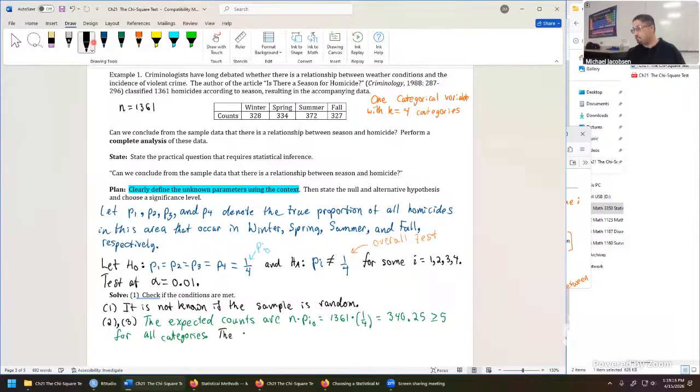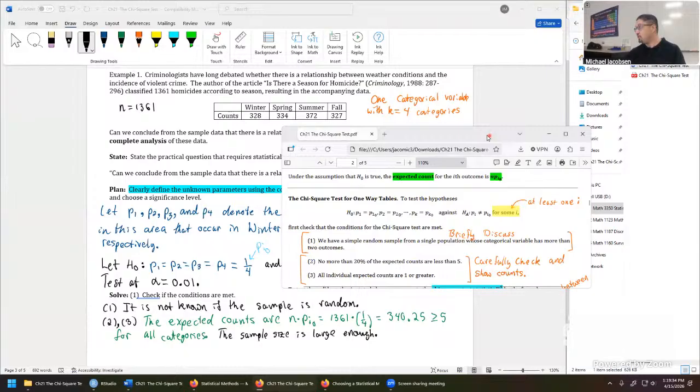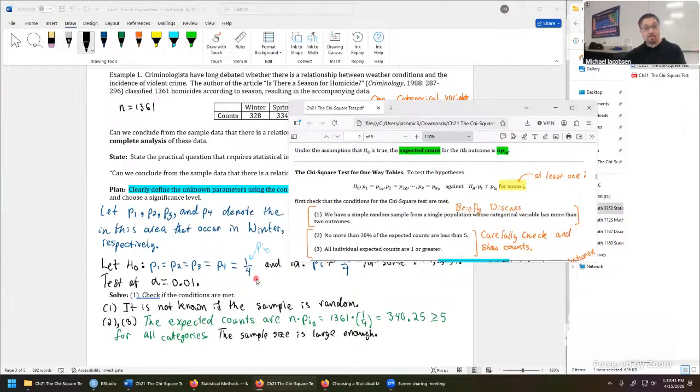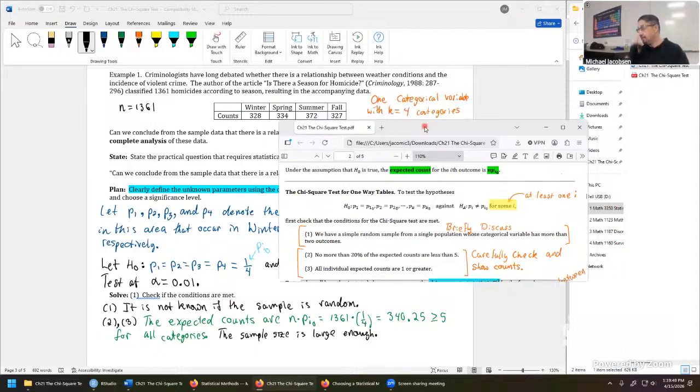The sample size is large enough. So the only unknown about these conditions at the moment is whether the sample itself was a random sample. We got it, folks. That's doing the expected counts. It's pretty fast for this kind of situation where there's only one pi naught value whatsoever. Just multiply against the sample size, and that's the same count for every single one of these categories.